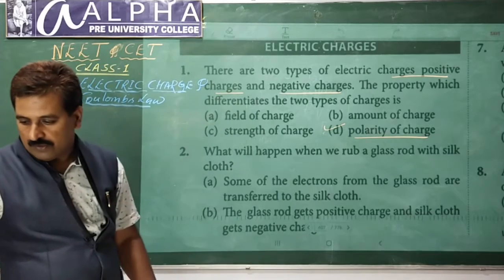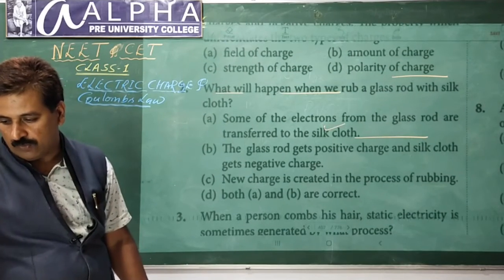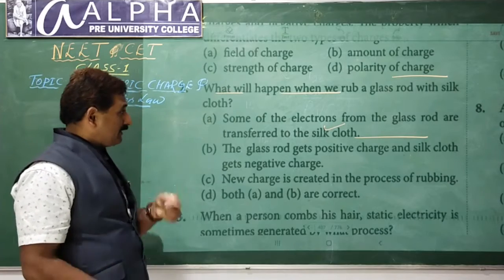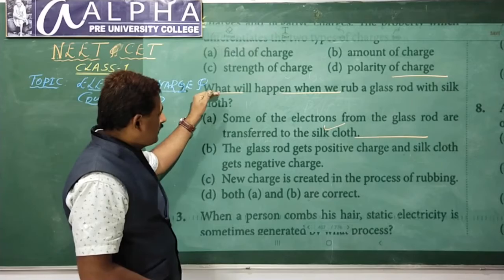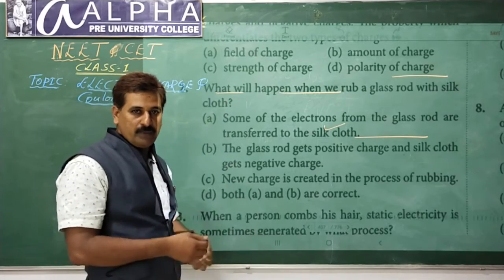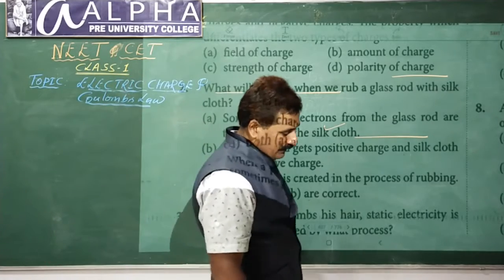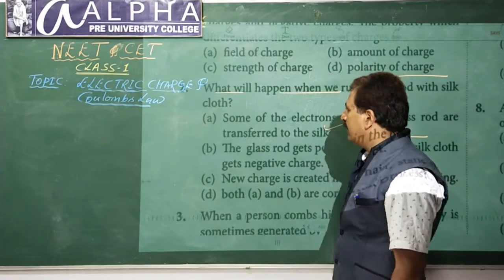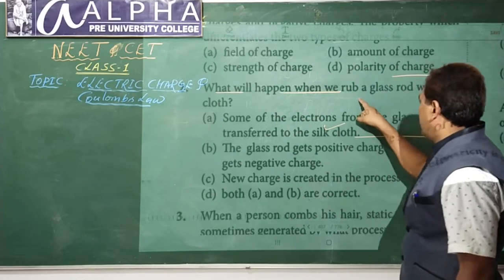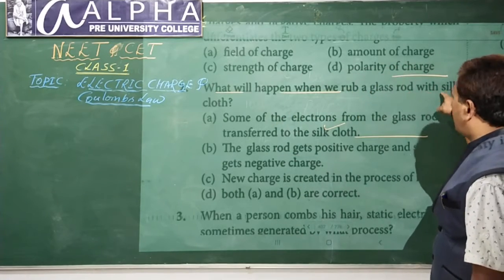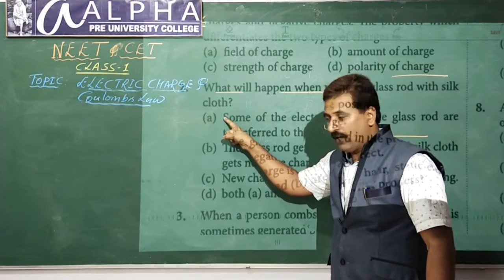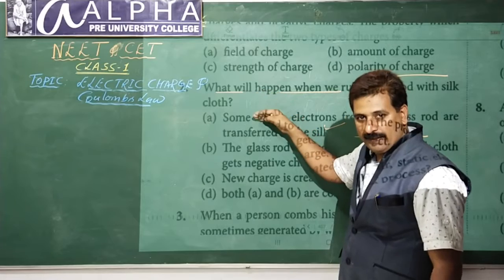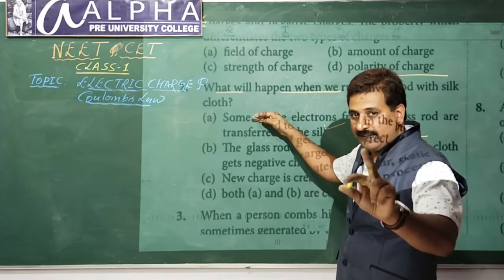Now I will move to the second question. The first question is over. What is the second question? This is also knowledge-based. If you know the subject, you can easily identify the option. Let me read the second question: What will happen when we rub a glass rod with silk cloth? Now let's pause and analyze.